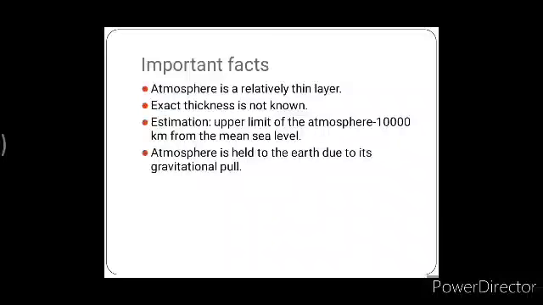Then the atmosphere is held to the Earth due to the gravitational pull. And one more thing to remember is that the air is denser near the Earth's surface, and it gets thinner as we go upwards. As we move vertically upwards from the Earth, the atmosphere becomes thinner, the temperature reduces and the air pressure decreases. Clear? So this was a general introduction of the atmosphere.